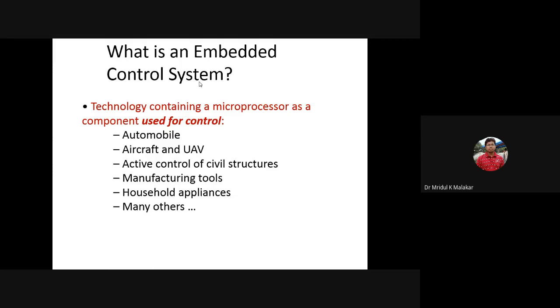There are many other things where you can use the embedded control system, everywhere. In everyday life we are using a lot of embedded systems and embedded techniques. Like in automobiles, inside the automobile a car charger will be there. This is also an embedded control system because it is connected with the instrument cluster.